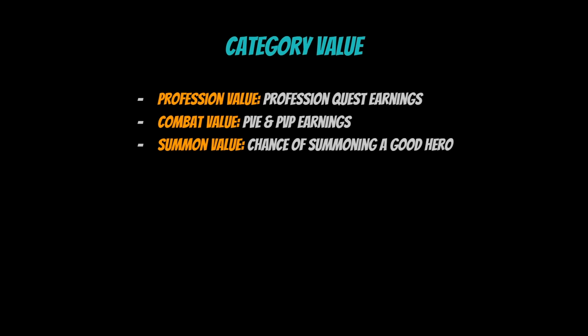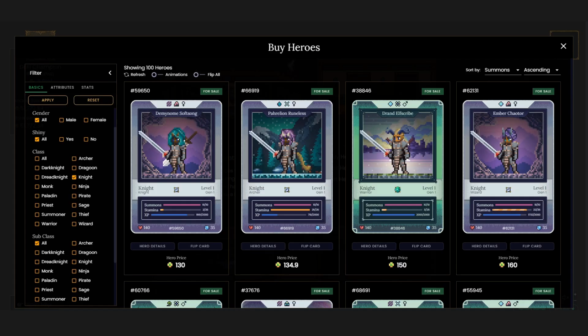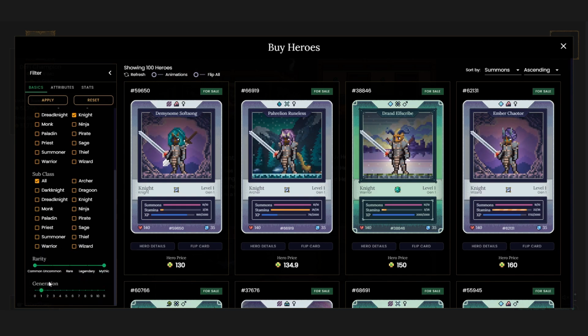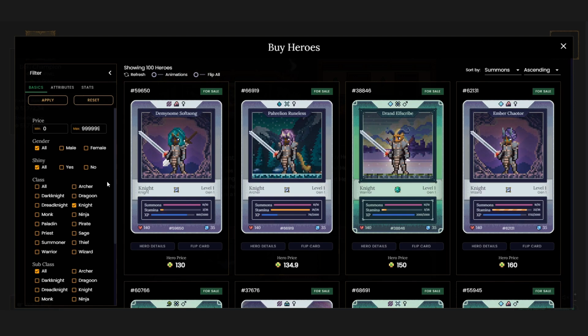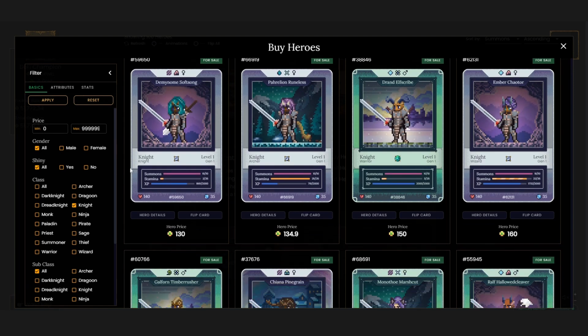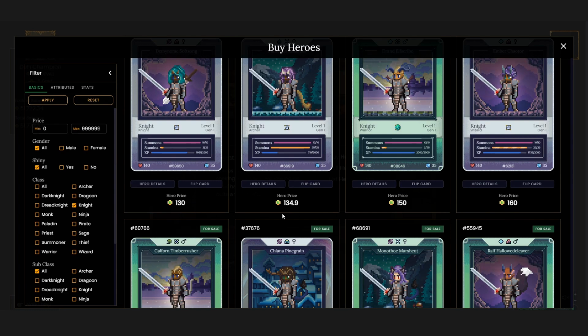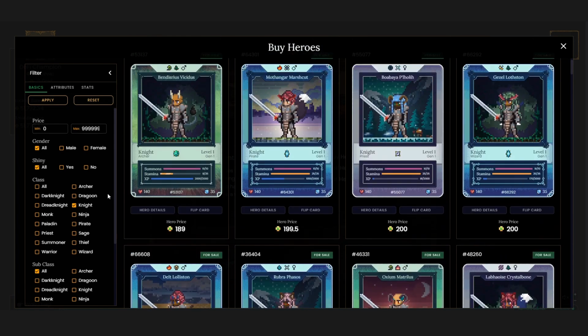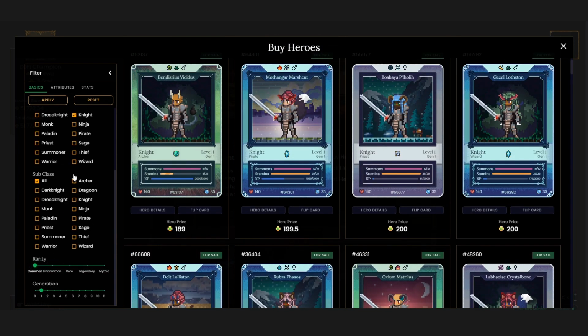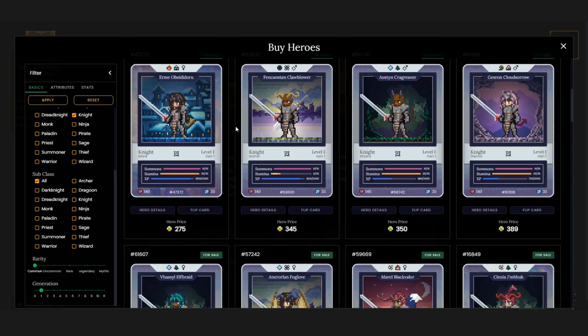Now let's take a look at the hero marketplace to put this theory into practice. So we are here at the hero marketplace, and I am specifically looking at Generation 1 knights. So let's first consider their profession value. Knights are known to be good at mining and poor at pretty much everything else. These knights here are priced in increasing order, so it gets more and more expensive as it goes down the list. To make this simple, let's just restrict this to common knights. All right, so this comparison is a little bit more fair.